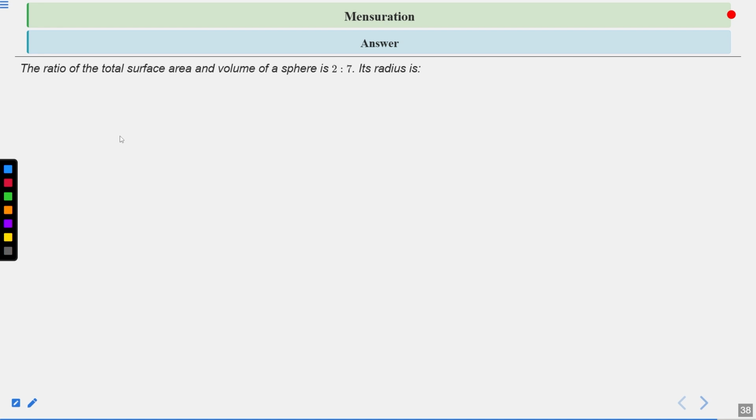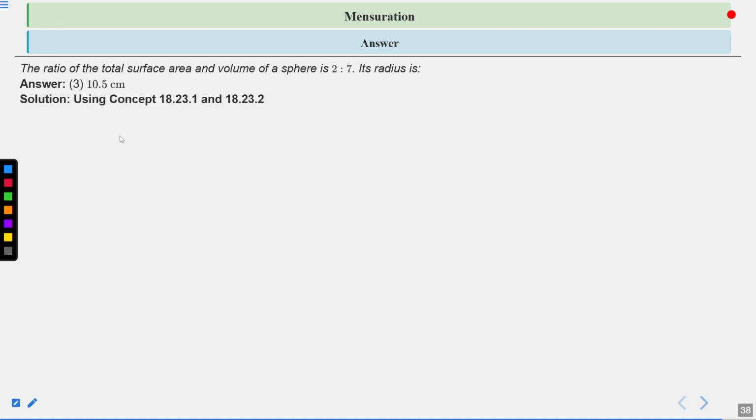So the question says the ratio of the total surface area and the volume of the sphere. We know that the total surface area of the sphere is 4 pi r square, and the volume of the sphere is 4 by 3 pi r cube. So we make the relation between them and calculate it. So the correct answer of this question is the third one, which is 10.5 centimeter radius.